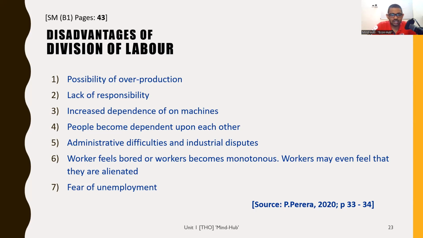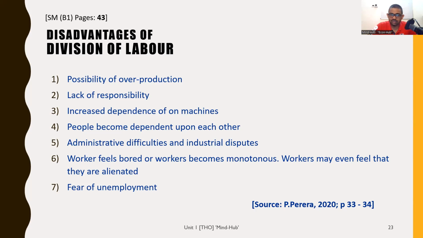Possibility of overproduction, because the production volume, production level increases so much with division of labor specialization. Sometimes we might end up overproducing. Overproduction is inefficiency. We don't want to overproduce or underproduce. Both are inefficiency.